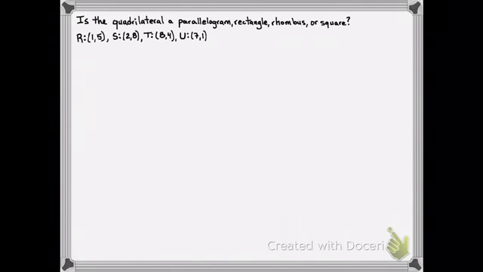A parallelogram's opposite sides are parallel, hence the name parallelogram. The opposite sides are also congruent. Those two things are definitely true, but that's true for all four of these shapes. A rectangle's opposite sides are parallel and congruent. A rhombus's opposite sides are parallel and congruent. A square's opposite sides are parallel and congruent. And so we have to look at the special cases for the rectangle, rhombus, and square, because if we just say opposite sides are parallel and congruent, that could be any of them.